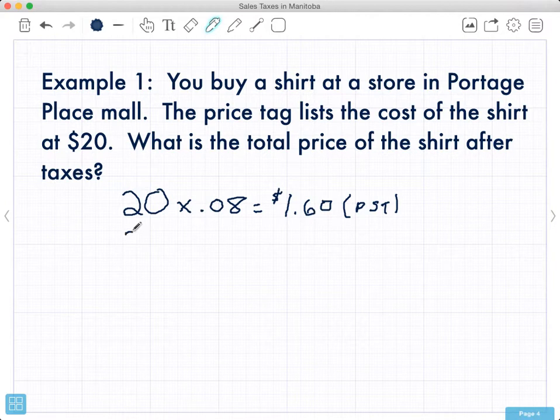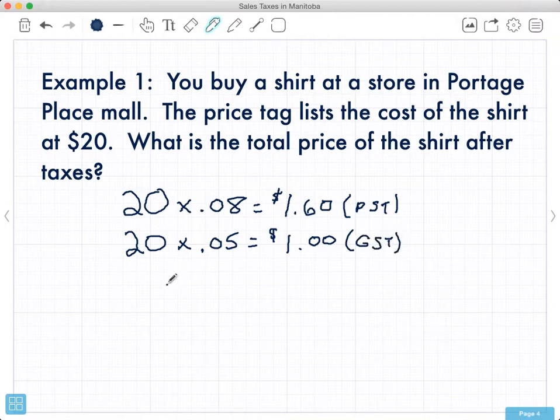We're then going to do a second calculation for the GST. The GST is charged on the original price of the shirt. You don't add in the $1.60 PST. You just take the original $20 and you times it by 5%, again remembering to move the decimal over twice for 5%. $20 times 0.05 comes out to a nice even dollar. That's how much you're going to pay in GST.